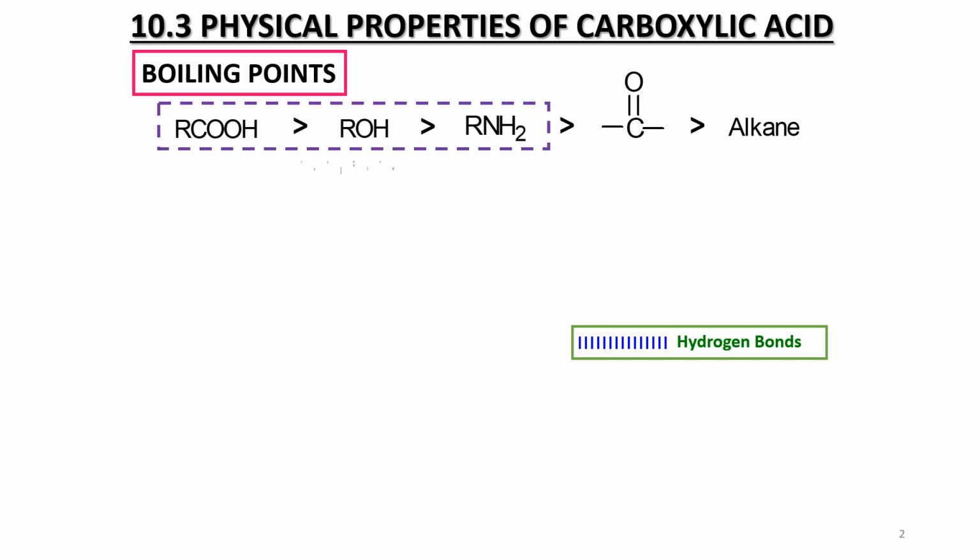In general, carboxylic acid has the strongest boiling point compared to alcohol and amide and also carbonyl as well as the alkenes.